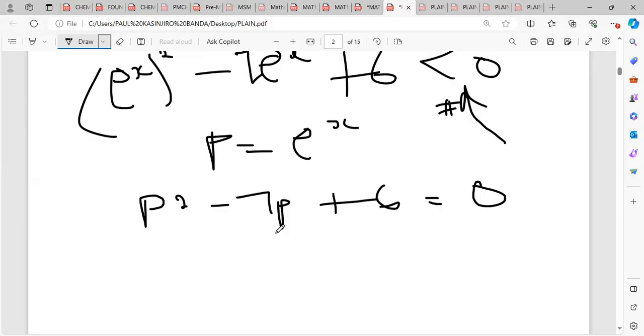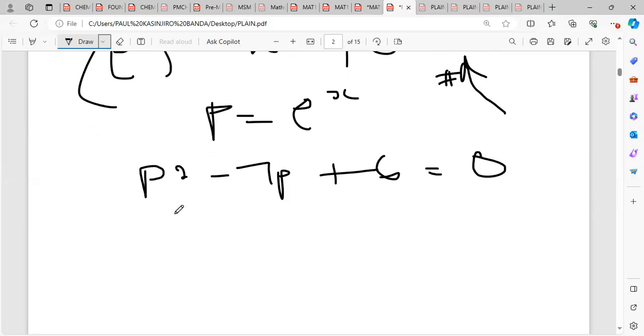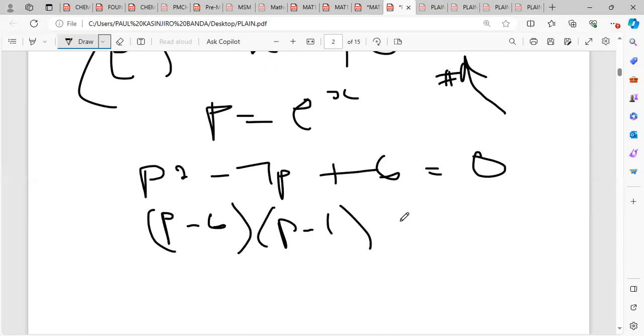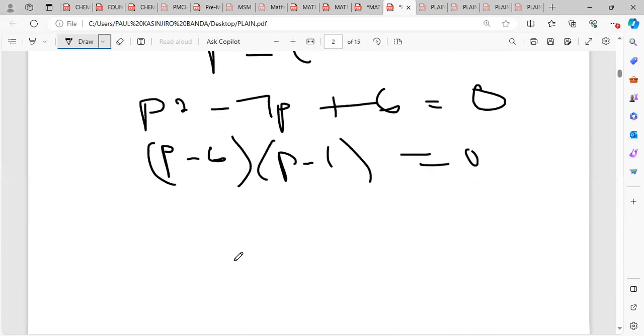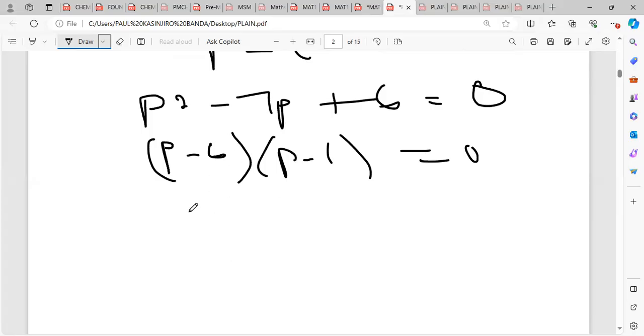Okay, the factors are just minus 6 and minus 1, meaning when we factorize this, we're just going to get p minus 6 on one side, and on the other side, you have p minus 1, equals 0. So let's find our p. If I equate this to 0, my p will just be 6. If I equate this to 0, my p will be equal to 1.